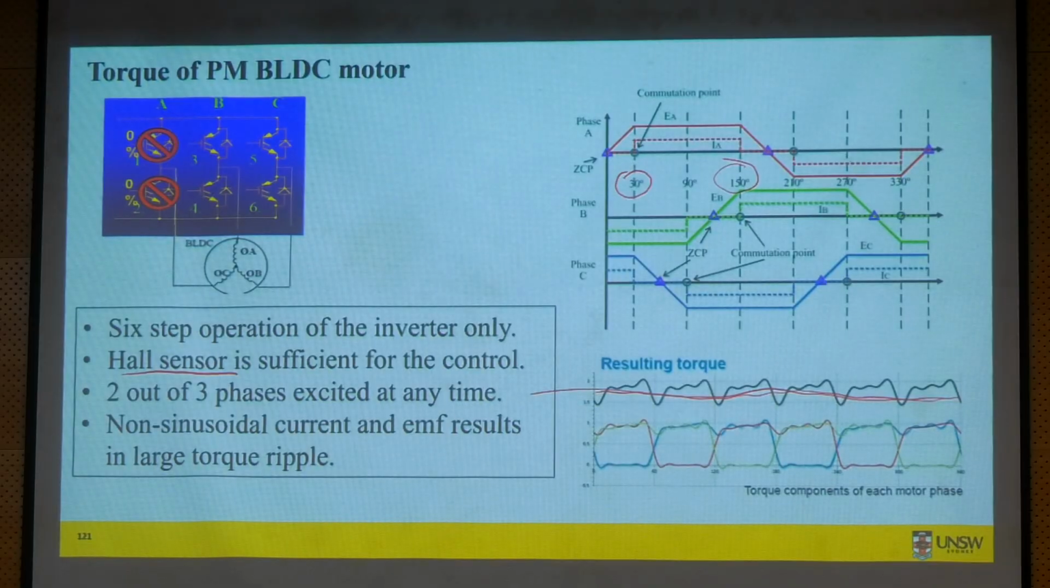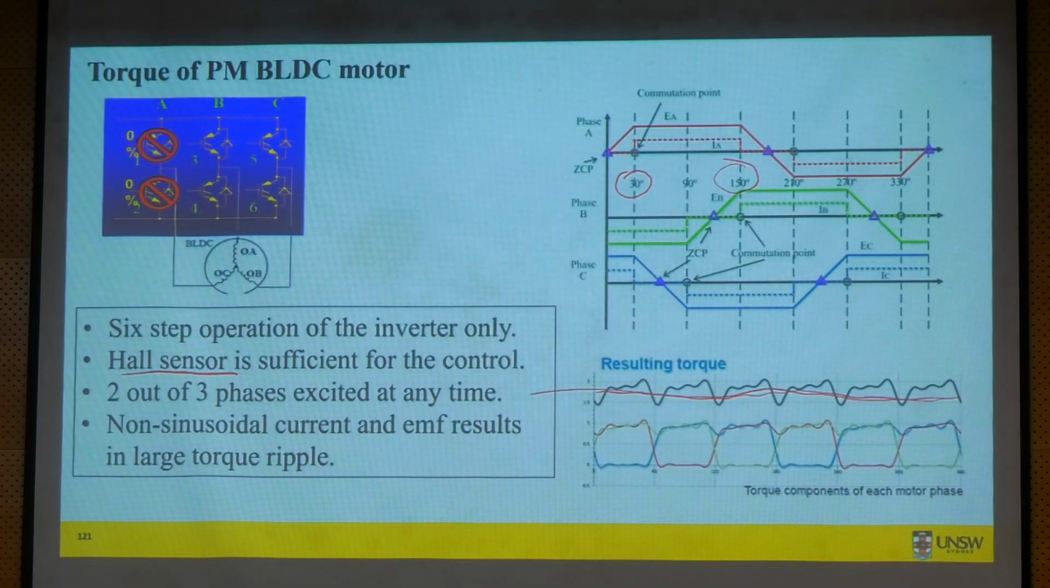We are not doing a DQ transformation here. But if you want to do DQ transformation, that's what we discussed in the last afternoon. The transformation matrix needs a theta angle, right? So that theta angle is actually your rotor position, and you must continuously detect that theta, okay? And so Hall sensor cannot do it. You have to have an encoder.